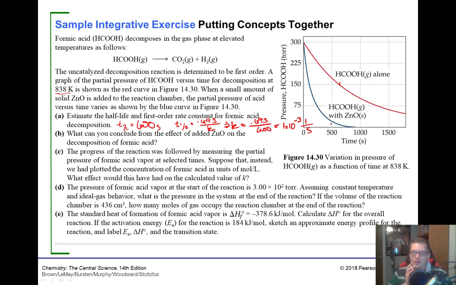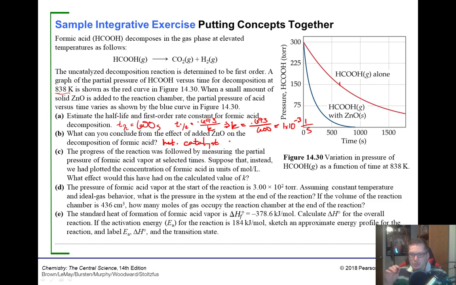B, what can you conclude about the effect of adding zinc oxide in the decomposition? Oh, I kind of already spoiled that one. It's a catalyst, and it'd be heterogeneous because it's solid and the formic acid is a gas. So, heterogeneous catalyst. The progress of the reaction was followed by measuring the partial pressure of formic acid vapor at selected times. That makes sense. That's what we graphed.